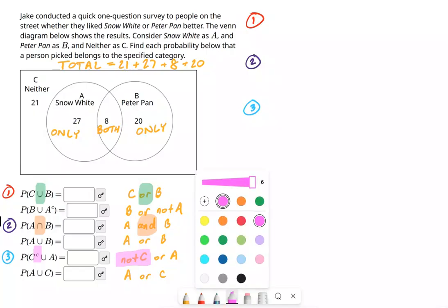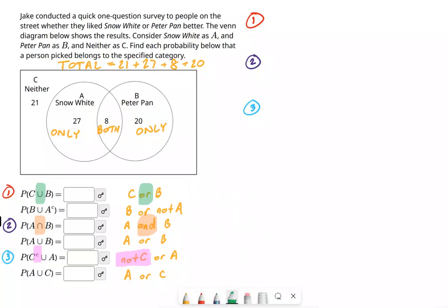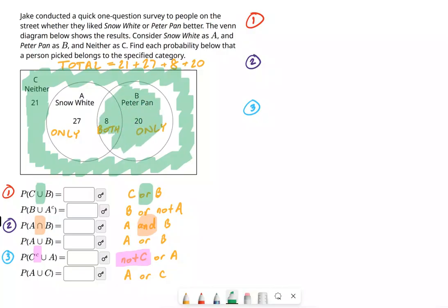First of all, let's go after C or B. The number of people in C is this outside group right here. Then I'm going to combine that with the number of people in B. Maybe you're in C, maybe you're in B, I don't really care. I just want to know how many people are in either category, C or B. I'm going to write B as 8 plus 20, but you could say 28 if you want. The point is, it comes out to 49 total people who are either C or B.